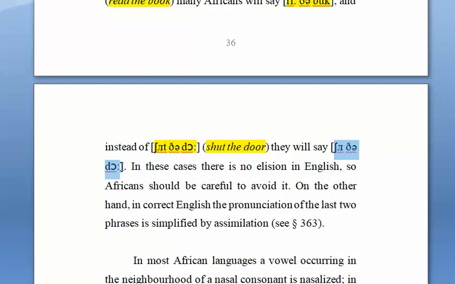Notice if you can put a rule here. African speakers of English drop the dental sound here if it is followed by another dental or interdental sound. In these cases, there is no elision in English, so Africans should be careful to avoid it. On the other hand, in the correct English pronunciation of the last two phrases, it is simplified by assimilation. We can assimilate it, but not drop these consonants.